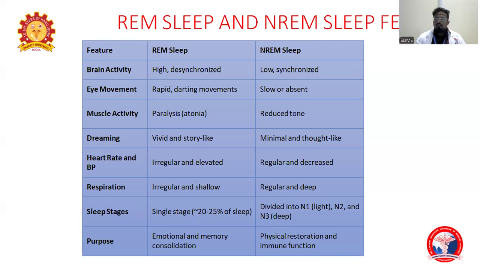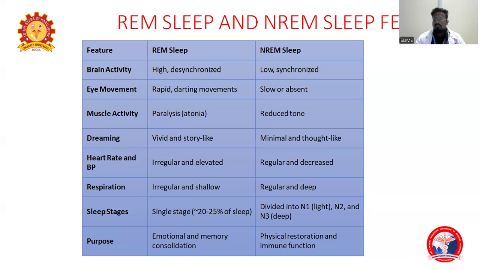Dreaming: vivid and story-like dreams come in REM sleep. Minimal and thought-like dreams usually come in NREM sleep. Heart rate and BP are irregular and elevated in REM sleep. In NREM, it is regulated and decreased. Respiration is usually irregular and shallow in REM sleep. In NREM, regular and deep.